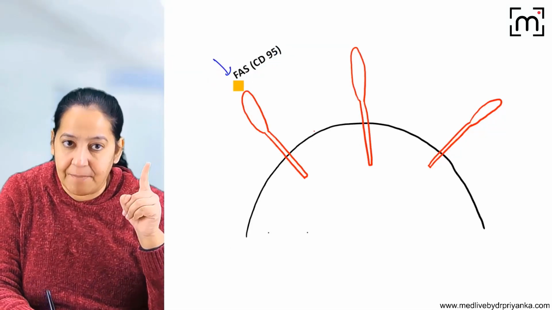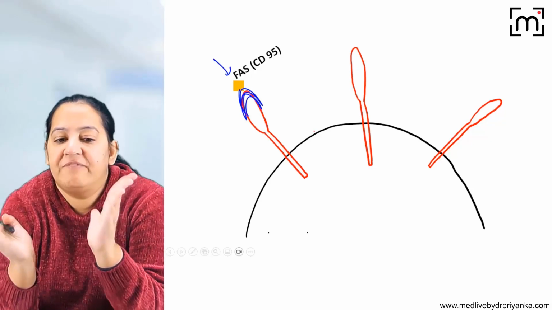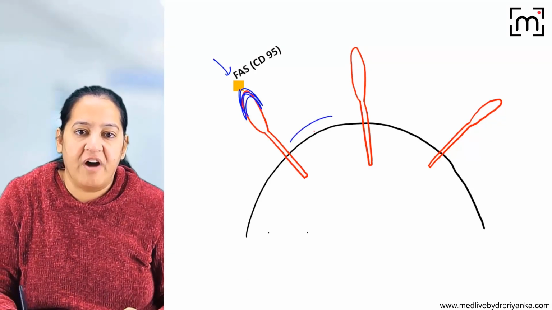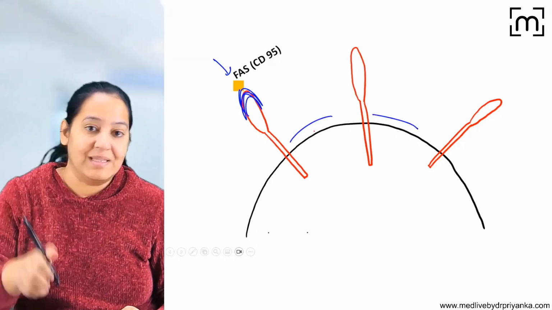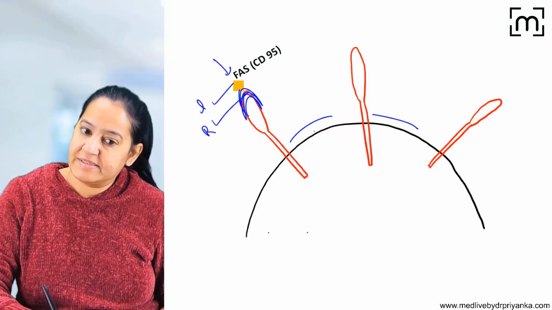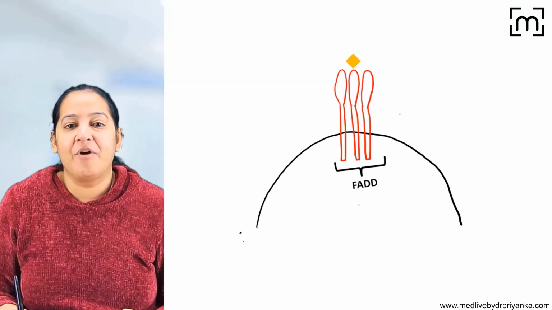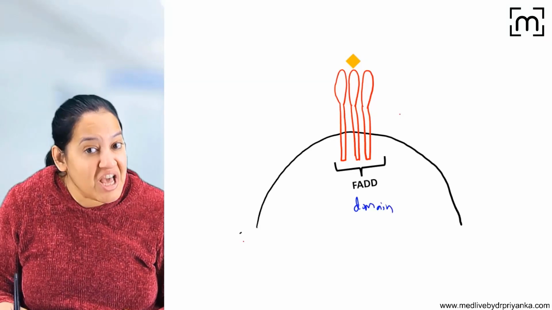Once the FAS ligand comes and binds with the death receptor, as soon as this binding takes place, multiple FAS receptors come together. You can see now they are far apart from each other. So as soon as the ligand binds with the receptor, multiple FAS receptors come closer and they will form a domain. It is known as death domain.